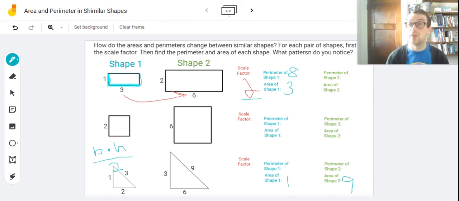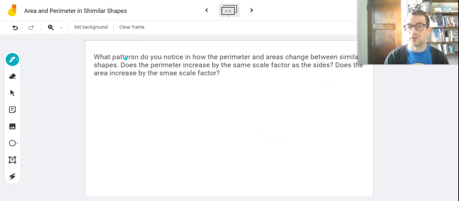Perimeter, you still add up the 3 sides of the shape going around the outside. Make sure you go on to part 2, slide 2, where you're going to be answering the question: what patterns do you notice as the shape changed? Good luck.